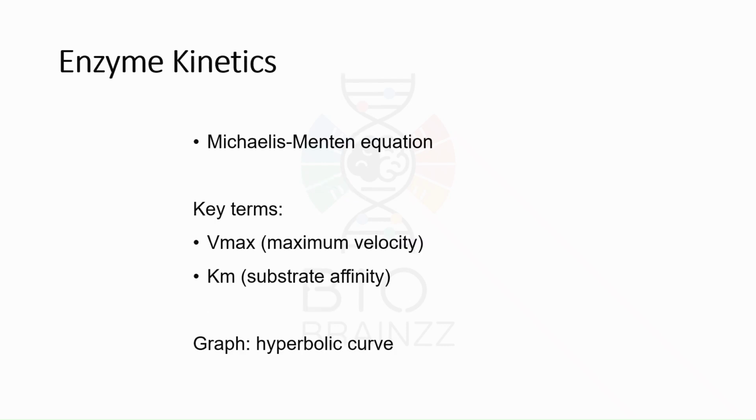class. Enzyme kinetics. Enzyme kinetics deals with the rate of enzyme catalyzed reactions. The Michaelis-Menten equation is used to describe this relationship between substrate concentration and reaction rate. Two important terms are Vmax, which is the maximum reaction velocity, and Km, which indicates substrate affinity. A low Km means high affinity. The graph is typically hyperbolic. This topic is very important and often asked in numerical or conceptual questions.